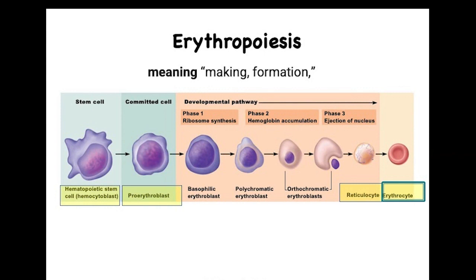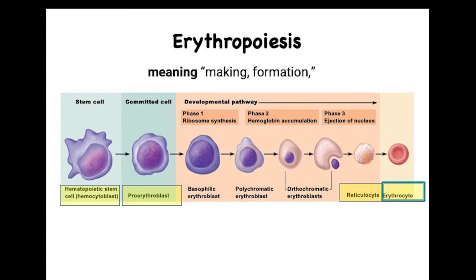Recall from lab that mature red blood cells are anucleate, meaning they don't have a nucleus. So they eject the nucleus. When they eject the nucleus, they become a reticulocyte. This is the cell that then enters into the blood vessel. Reticulocytes will mature into erythrocytes in about 2 days or less.